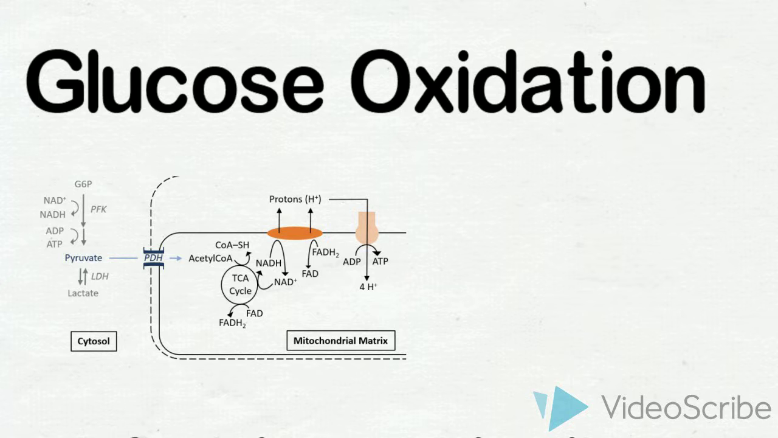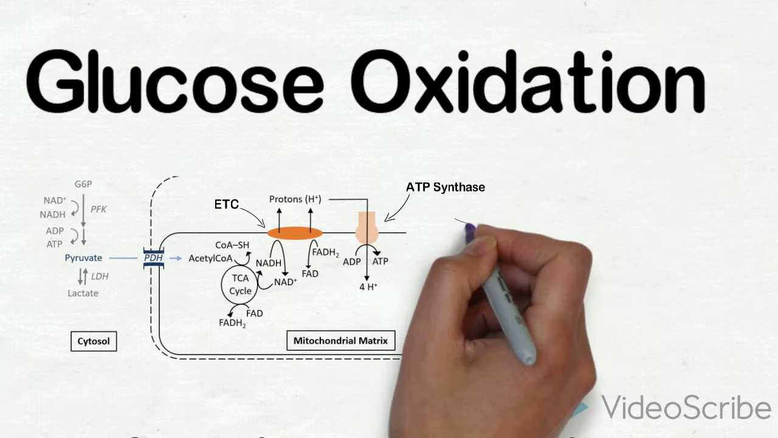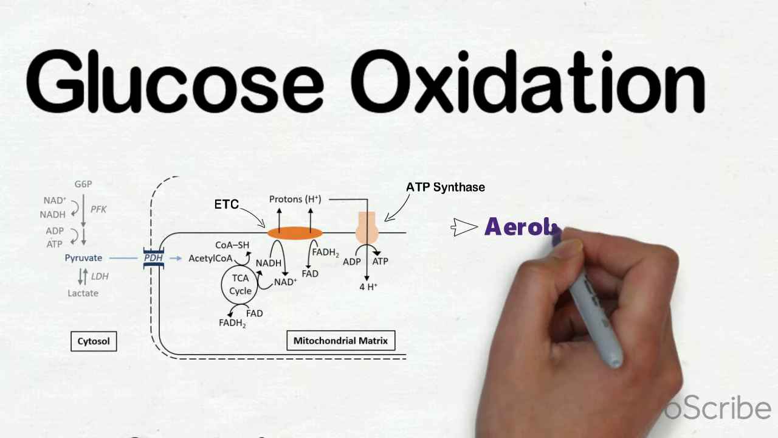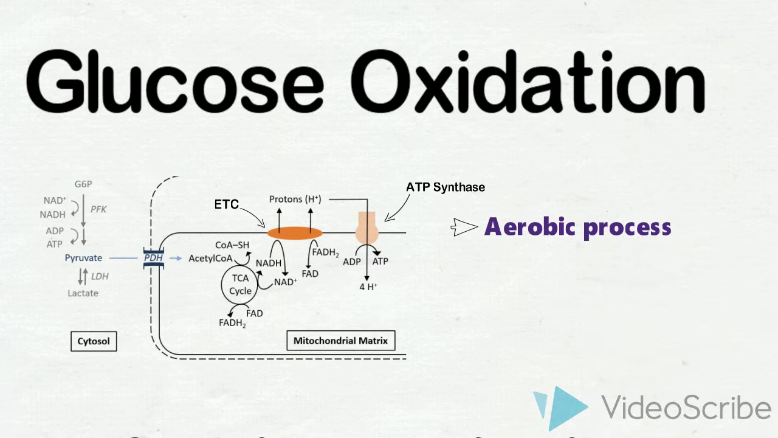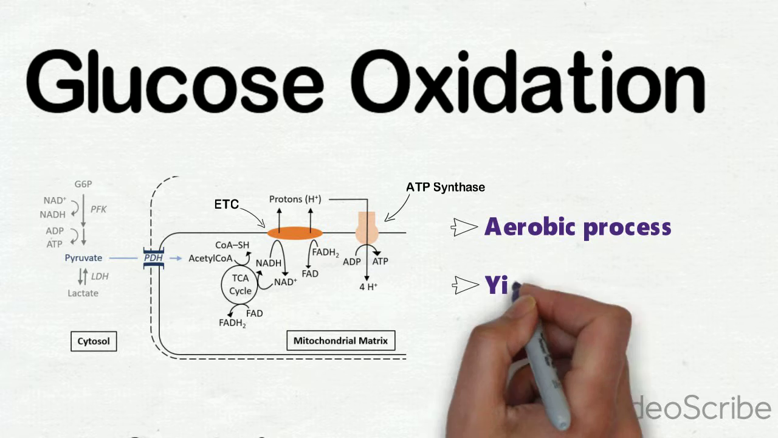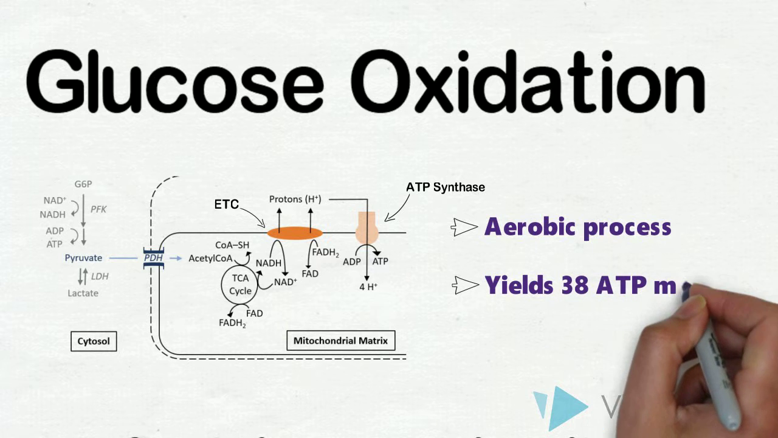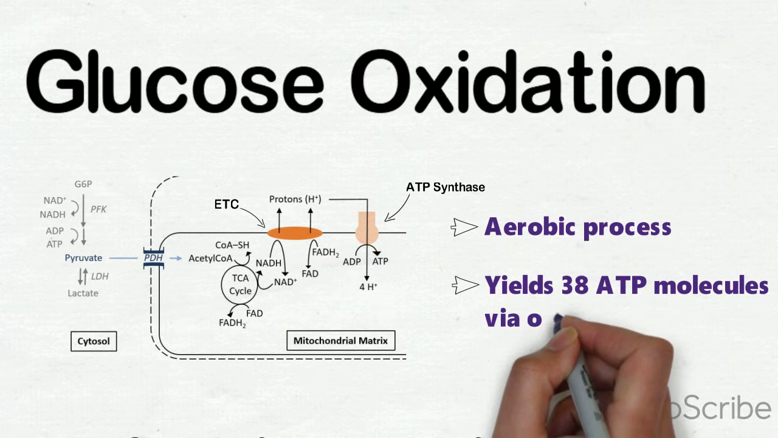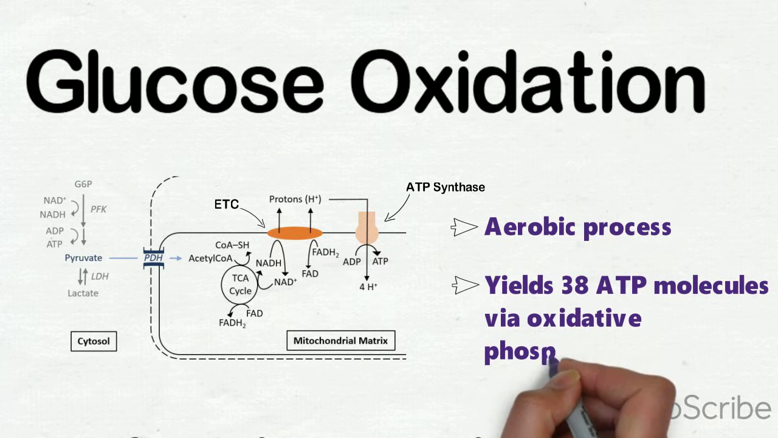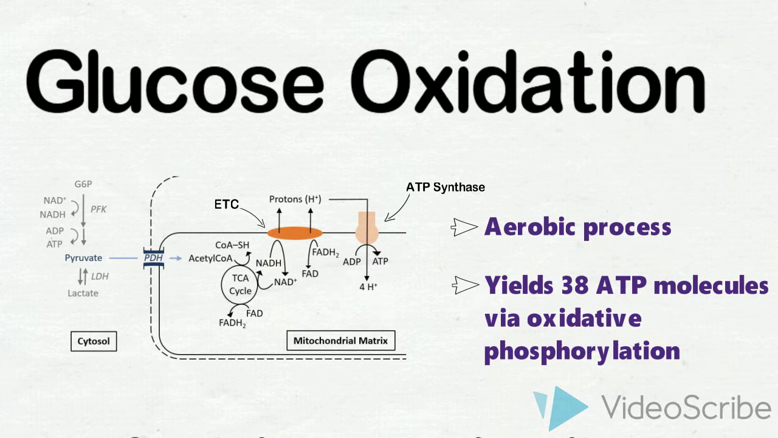In glucose oxidation, pyruvate produced from glycolysis enters the mitochondrial matrix as acetyl-CoA, which then enters the TCA cycle and generates NADH and FADH2 molecules. The reducing equivalents produced up to this point enter the ETC to yield 38 ATP molecules via oxidative phosphorylation.